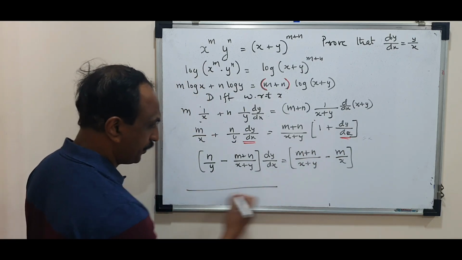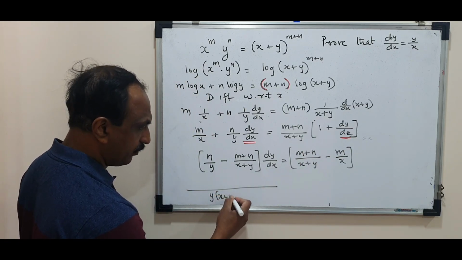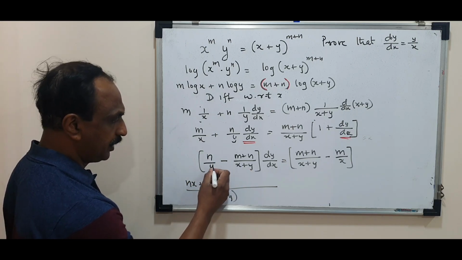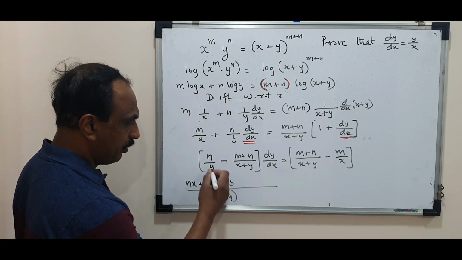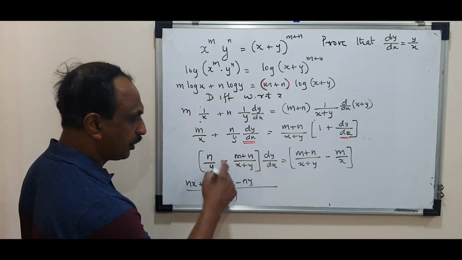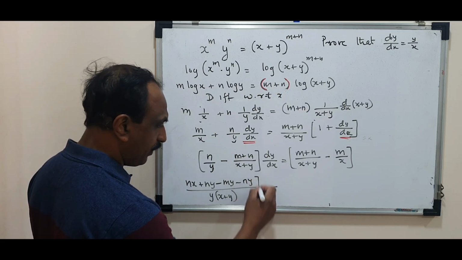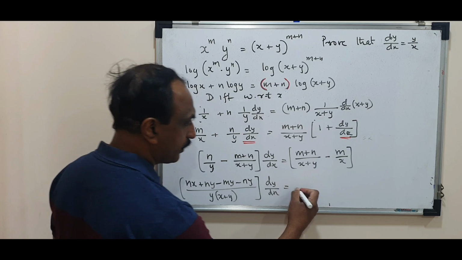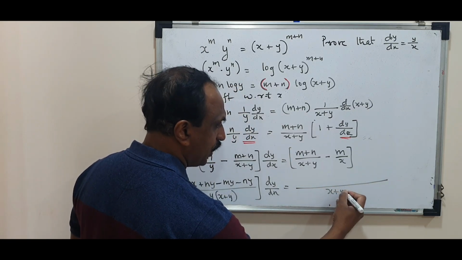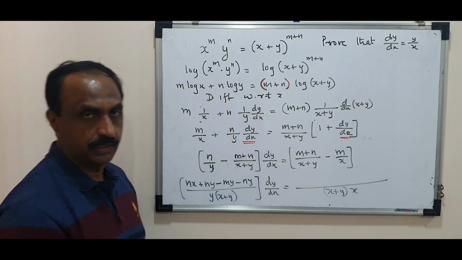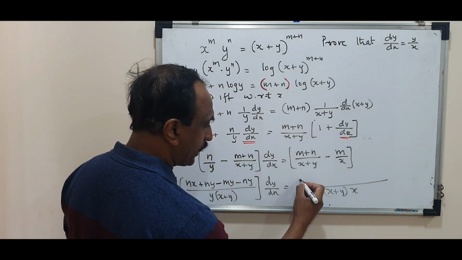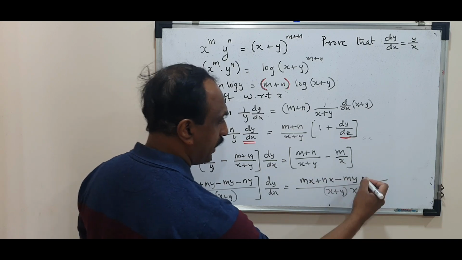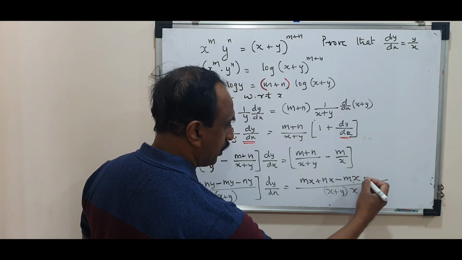So what is the LCM? y into (x plus y). Now cross multiply: nx plus ny minus my minus ny. Why minus again? Because of the negative sign here. Into dy by dx. Same procedure over here: (x plus y) into x. Now cross multiply: m into x, n into x, minus my, minus mx, minus my.